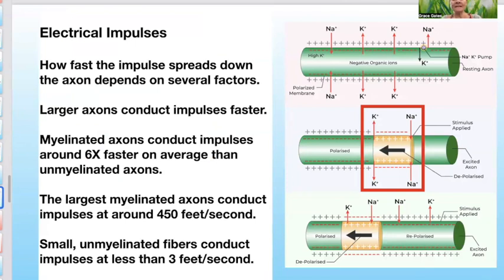Larger axons conduct impulses faster. Myelinated axons conduct impulses around 6 times faster on average than unmyelinated axons. The largest myelinated axons conduct impulses at around 450 feet per second. On the other end, small unmyelinated fibers conduct impulses at less than 3 feet per second.